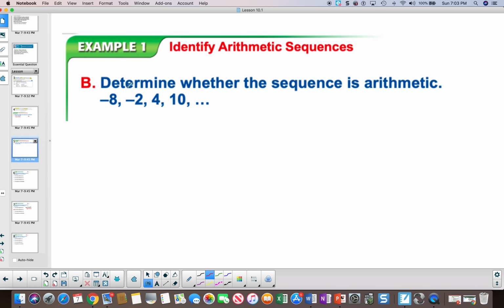Let's take a look at another example. And again, we're going to take a look at what the common difference is. It looks like to go from the small number to this large number, we're going to add 6. From a small number to this large number, we're going to add 6. Small to large, we're going to add 6. So the answer is yes, it's arithmetic because it has a common difference.